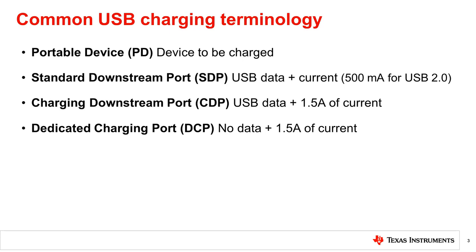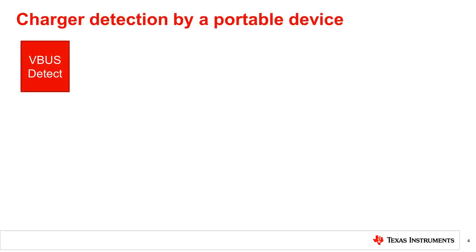A dedicated charging port, or DCP, is a port typically on an AC adapter that allows a PD to draw charging current up to 1.5 amps, but no USB 2.0 enumeration occurs. So how does a PD determine how much current it can draw from a port?